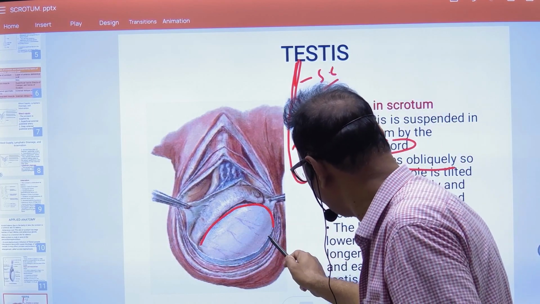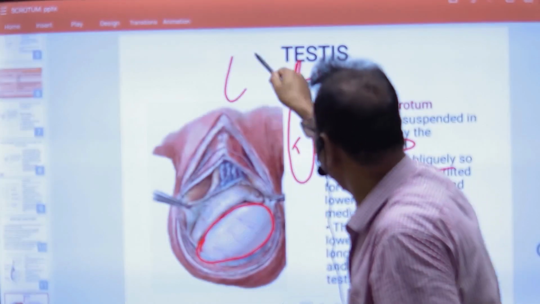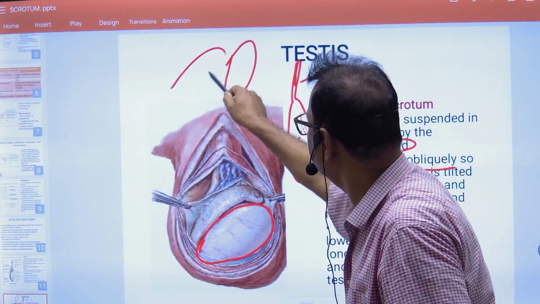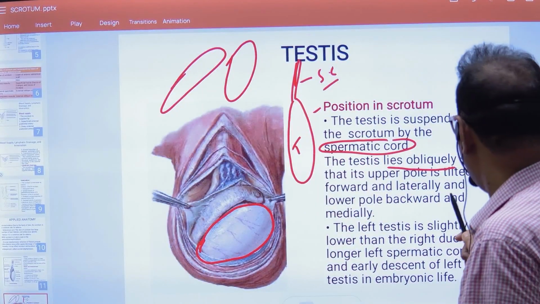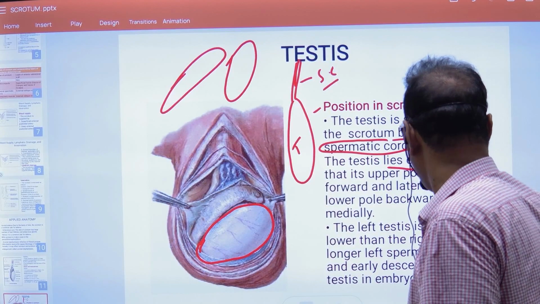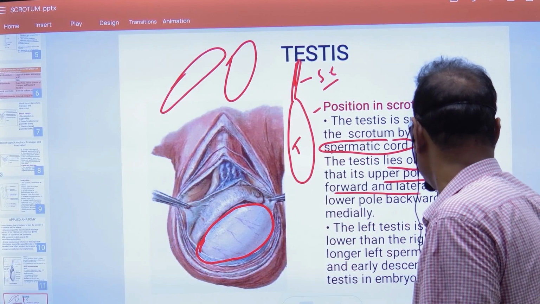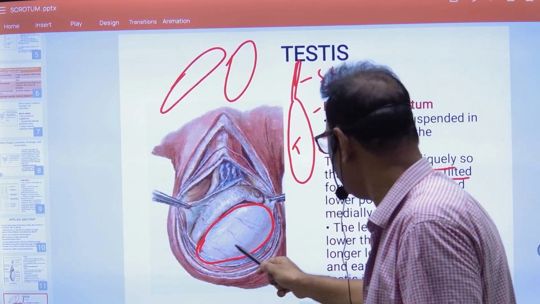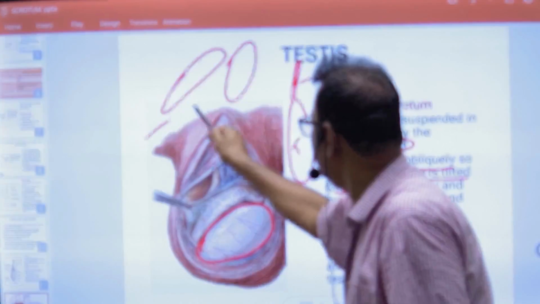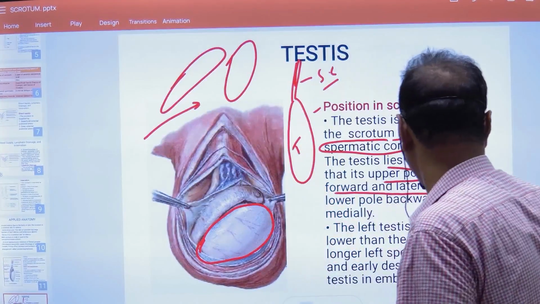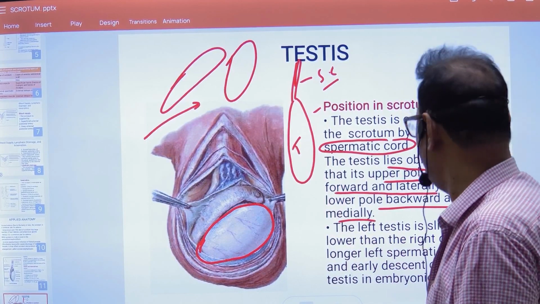इस पिक्चर में अगर हम देखेंगे, यहाँ पर देखिए, ये obliquely lie कर रहा है. It does not lie like this, but instead it lies like this. ठीक, ये obliquely lie करेगा. What will happen? Its upper pole will be tilted forward and laterally, like this. And the lower pole will go backward and medially.